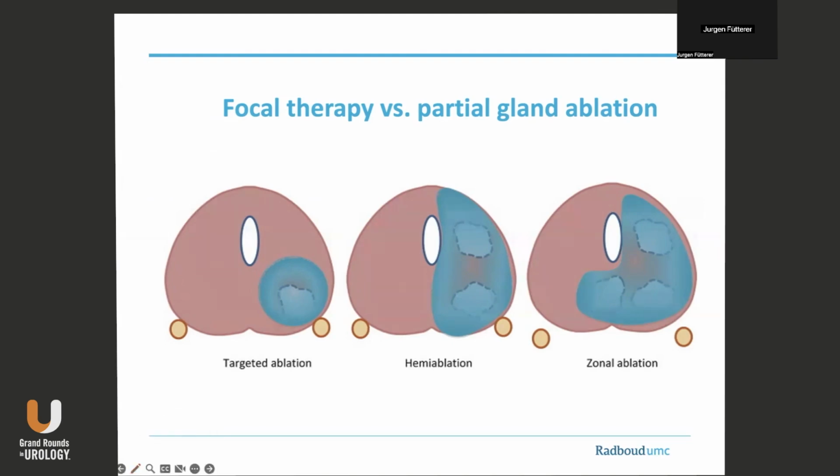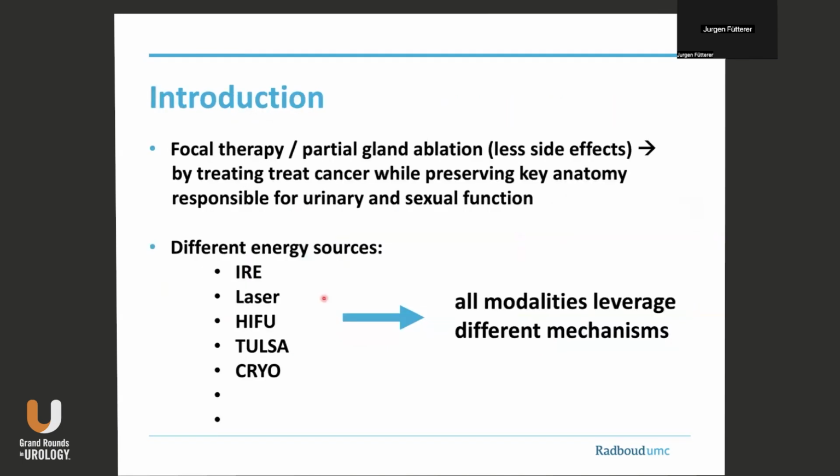In this location, for example in the left peripheral zone, you can clearly see the lesion with a certain margin around it, but in most cases the margin is either a quarter or even a hemiablation. So the idea of focal therapy and partial gland ablation is to have fewer side effects by treating the cancer while preserving key anatomy responsible for urinary and sexual function.